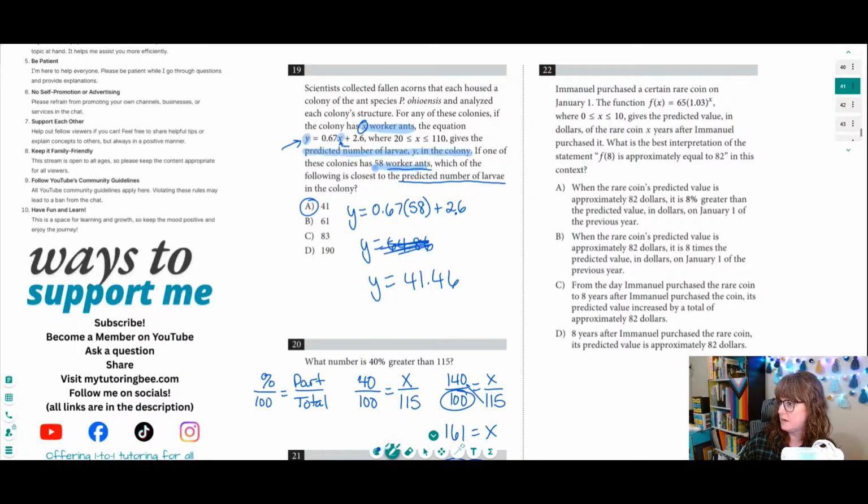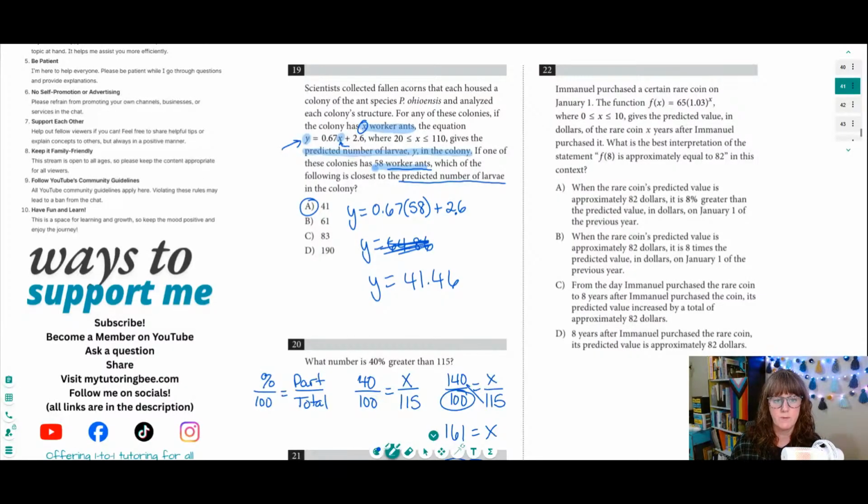Let me see. It doesn't look like we have any questions. Okay. Emmanuel purchased a certain rare coin on January 1. The function f of x equals 65 times 1.03 to the x power, where 0 is less than or equal to x, which is less than or equal to 10, gives the predicted value in dollars of the rare coin x years after Emmanuel purchased it.